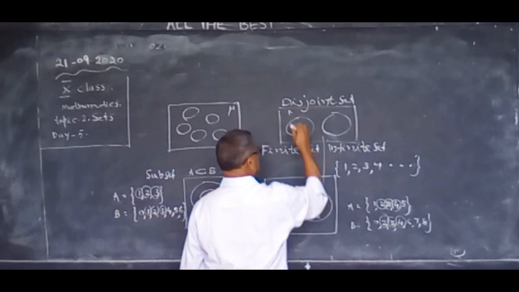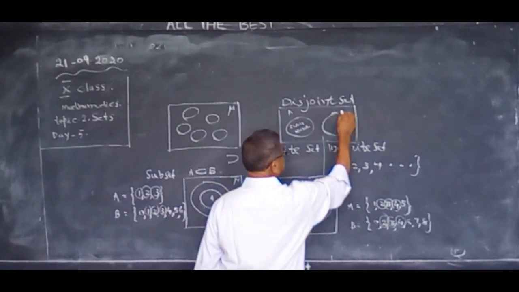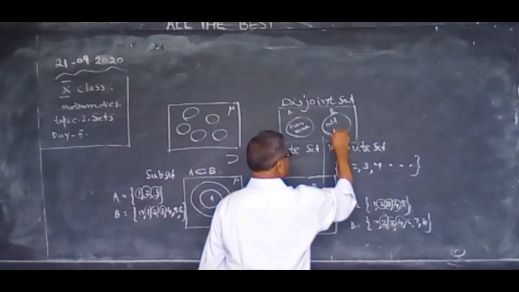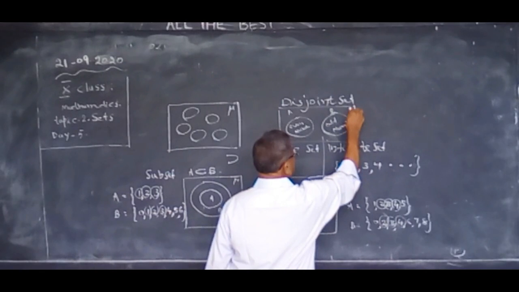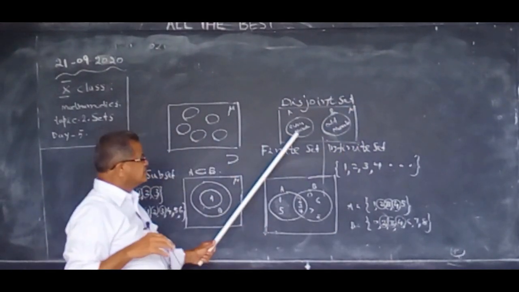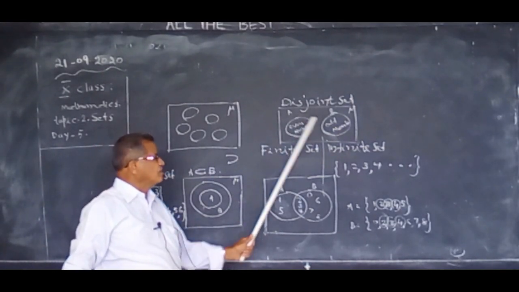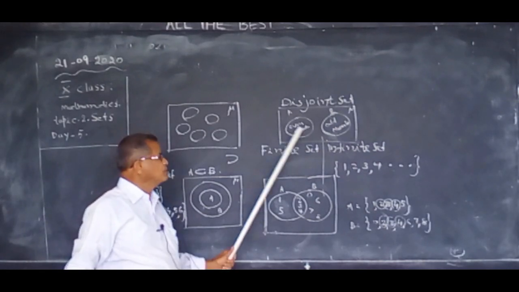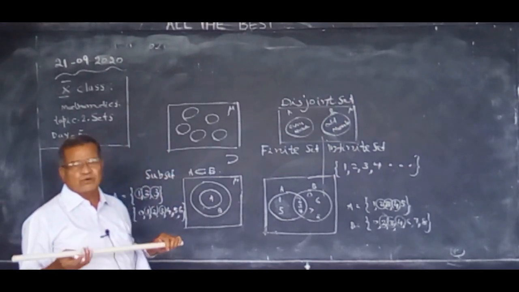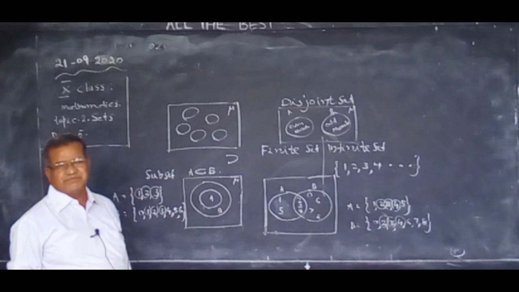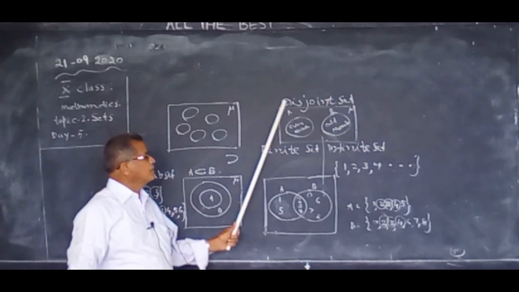This is set A, even numbers. Set B, odd numbers. There are no common elements. They are not overlapping. Separate, no common elements. Such sets are called disjoint sets. See how easily we can define them by reading the name.